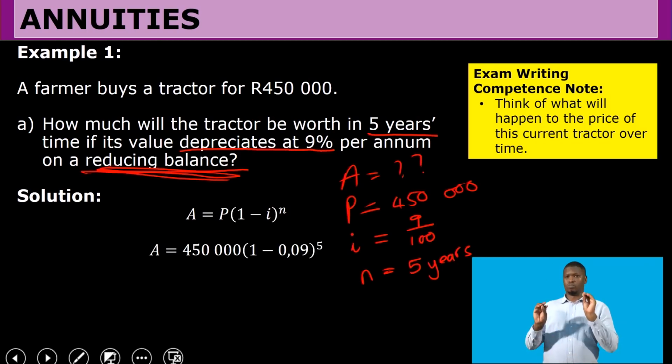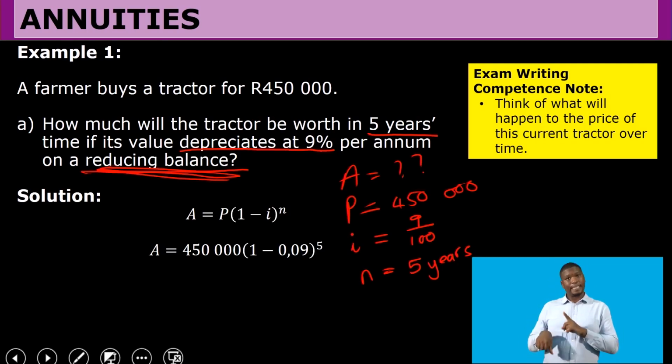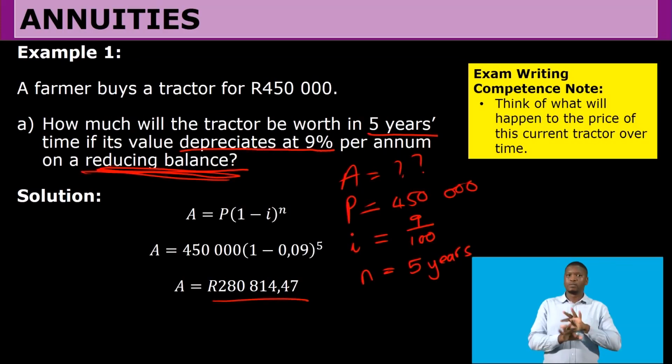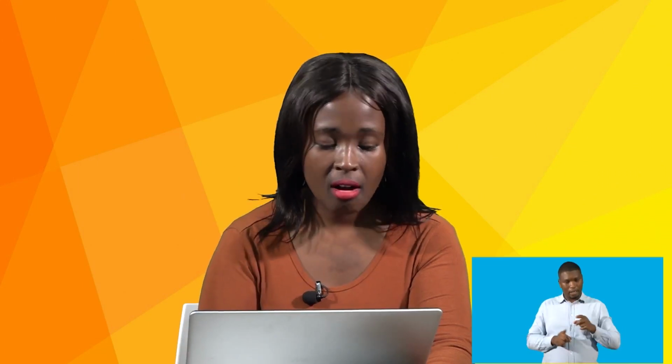So when we substitute there, we can see that we have the 450,000 in the place of P, we have our interest there, and then we have our period. Then that gives us a value of 280,814.47. Now, remember, you need to make sure that you round off correctly. So that answer there is rounded off already. And of course, we only round off when we get to the final answer. Let's look at the next sub-question in this first example.